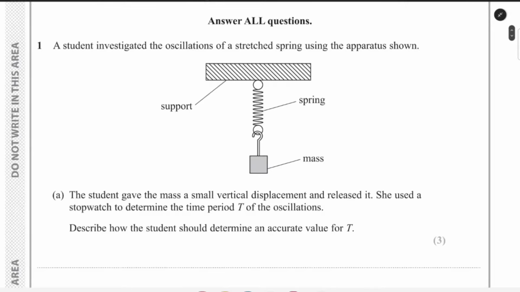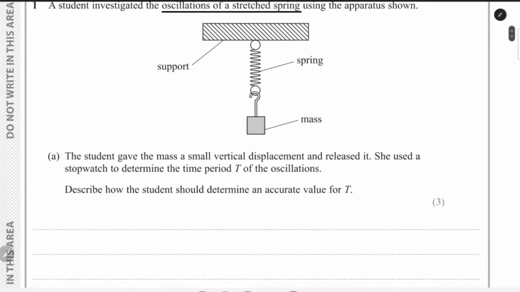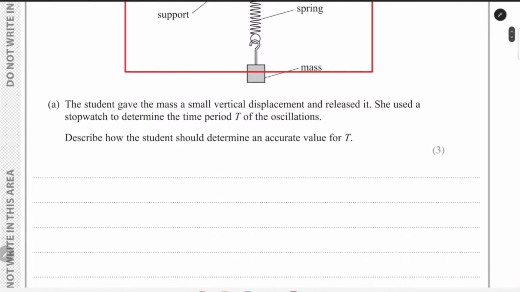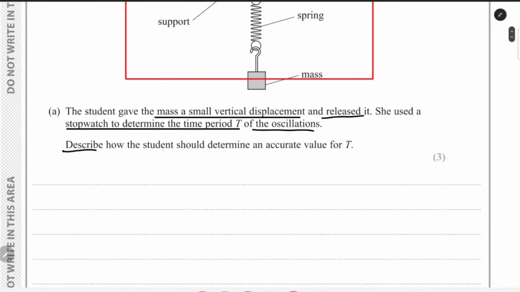Moving on to the first question, we are told that a student investigated the oscillations of a straight spring using this apparatus given over here. Now we are asked that the student gave the mass a small vertical displacement and then released it, and used the stopwatch to determine the time period t of the oscillations. We have to describe how she should determine an accurate value for t.